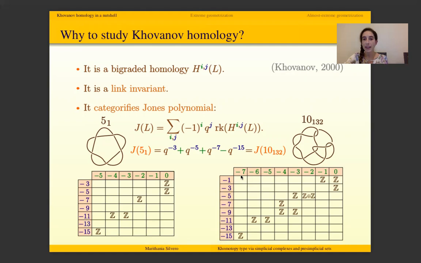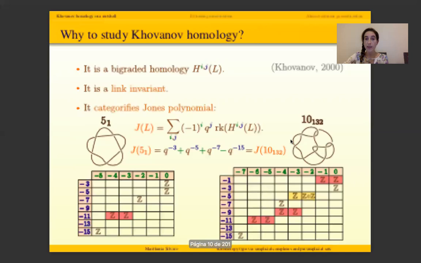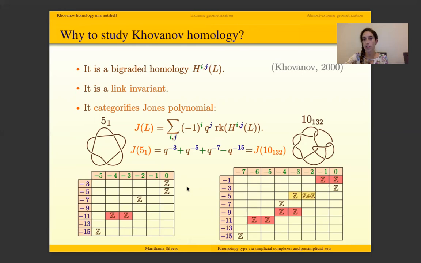Here, as I said before, Khovanov homology is a bigraded homology, so we have two gradings. The first one is the homological grading, i, and this is indexed by these green numbers. And the second one is the one we call the quantum grading, j, indexed by these blue numbers. So as you see, the Khovanov homology tables of these links are different, but when we consider the Euler characteristic of this homology, we get that these red pairs cancel each other. So at the end, we have the same Jones polynomial, okay?